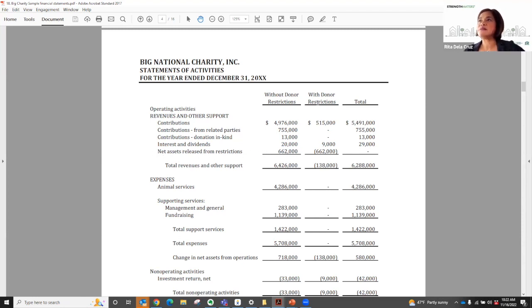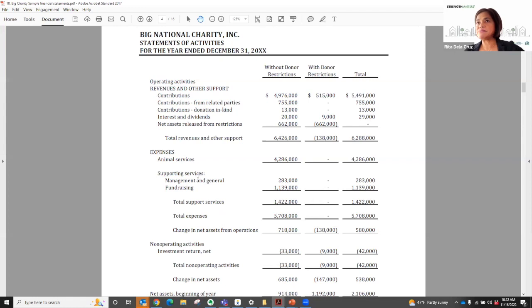So when you receive contributions that have donor restrictions, it goes to this column, and then you release it when you've satisfied the restriction and you move it to without donor restrictions. And we're going to be talking about expenses in the next slide, and Gail will walk us through this. But this is essentially what's different in a not-for-profit organization's income statement versus what you would normally see. Essentially, this column is what you would see in a for-profit income statement. But with a not-for-profit, you have this other column with donor restrictions.